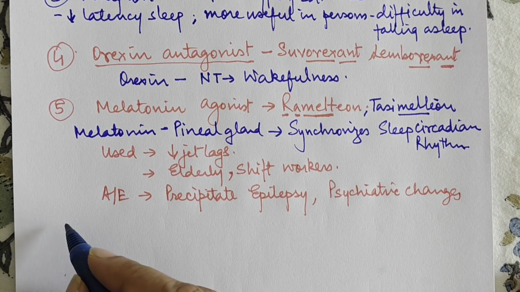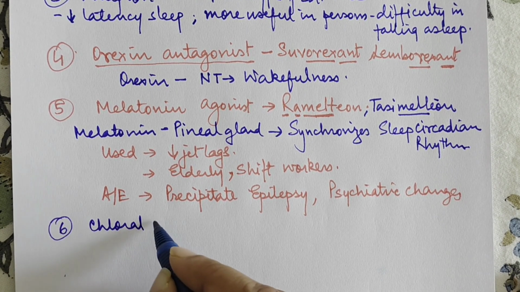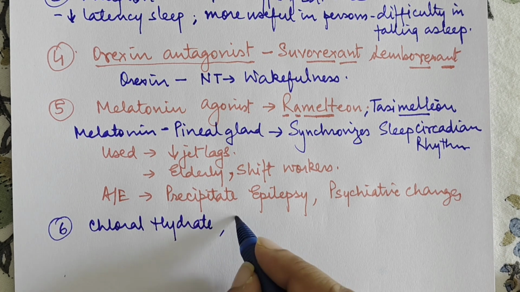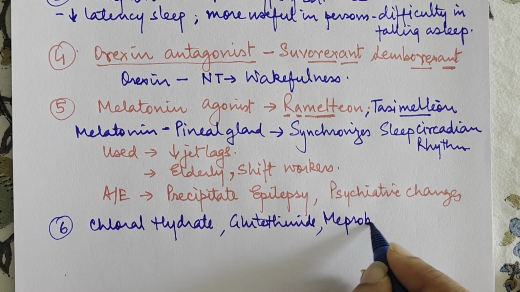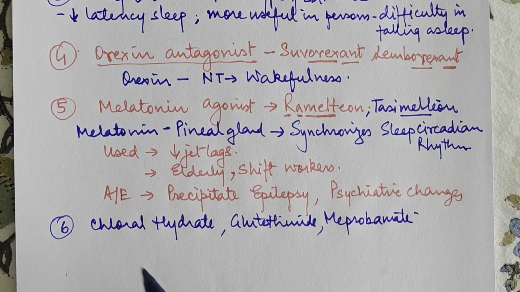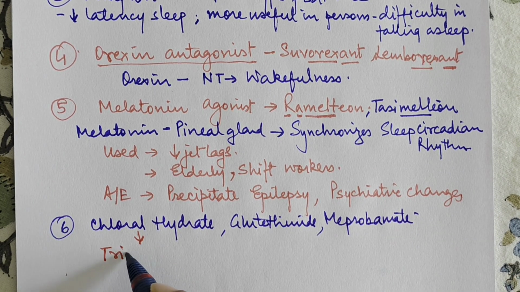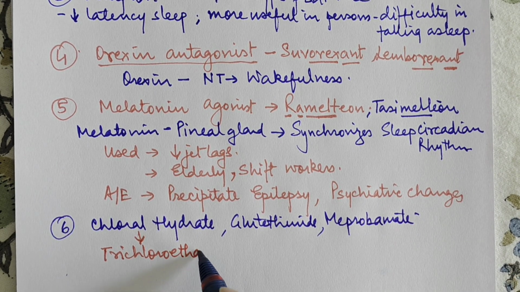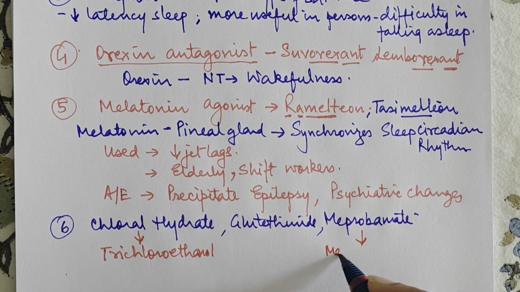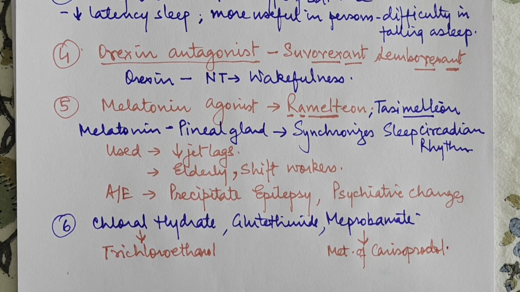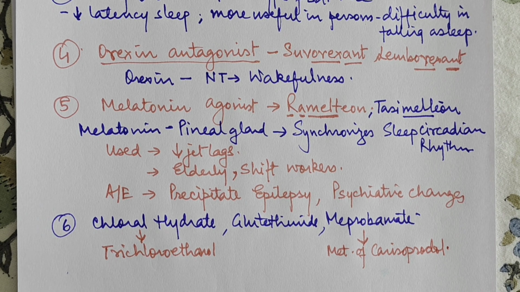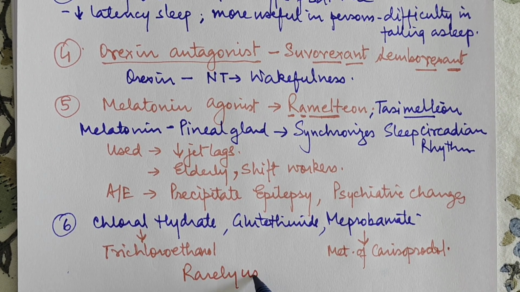Then other drugs are there like chloral hydrate, glutethimide, and meprobamate. Now the active metabolite of chloral hydrate is called trichloroethanol, right? Meprobamate is a metabolite of carisoprodol, which is a CNS relaxant. So they also have a CNS depressant property, but they are rarely used, not very commonly used.